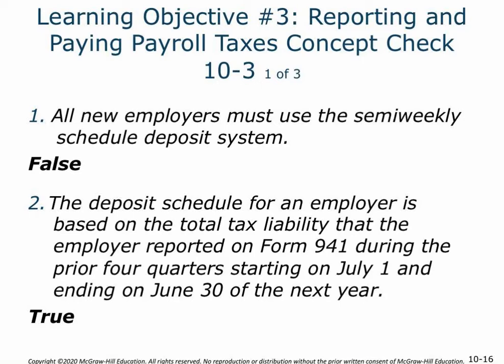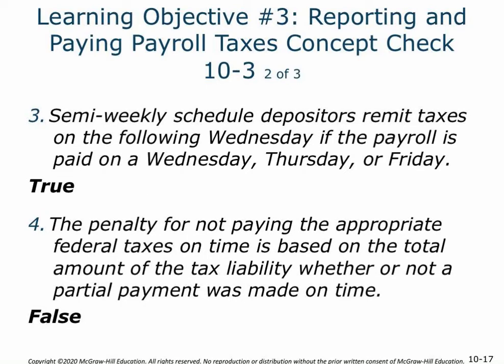Learning objective 2. The deposit schedule for an employer is based on the total tax liability that the employer reported on Form 941 during the prior 4 quarters, starting on July 1 and ending on June 30th of the next year. That is true. Learning objective 3. Semi-weekly schedule depositors remit taxes on the following Wednesday if the payroll tax is paid on Wednesday, Thursday, or Friday. That is true.